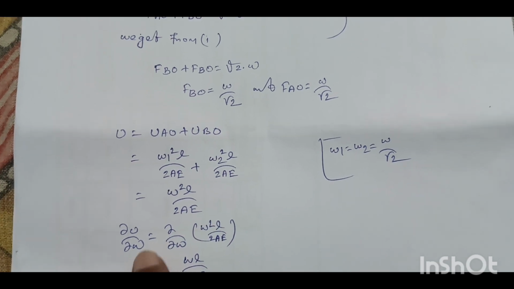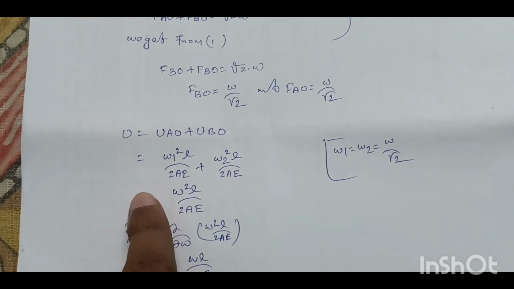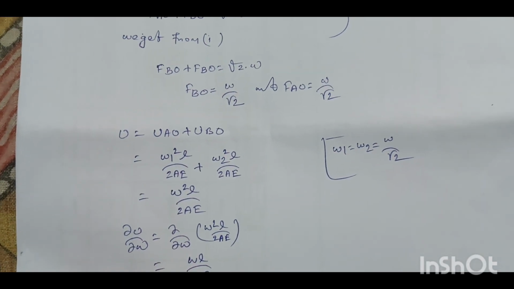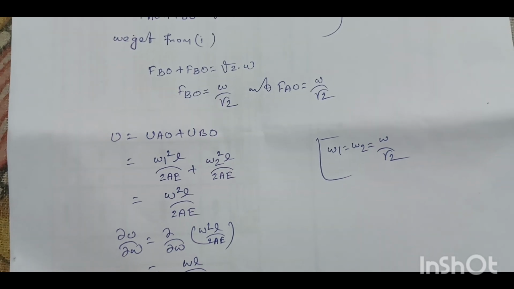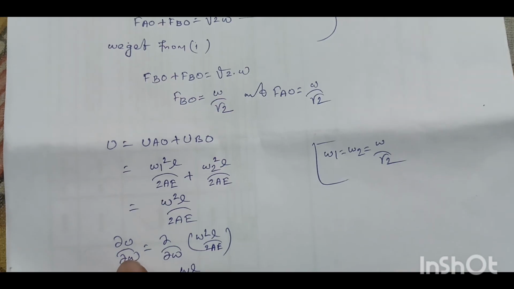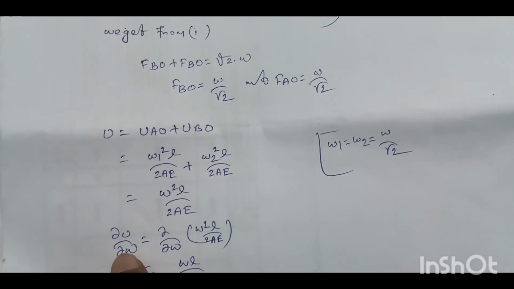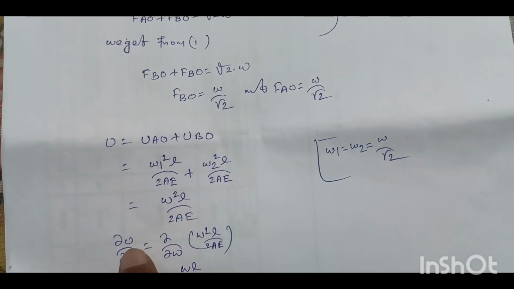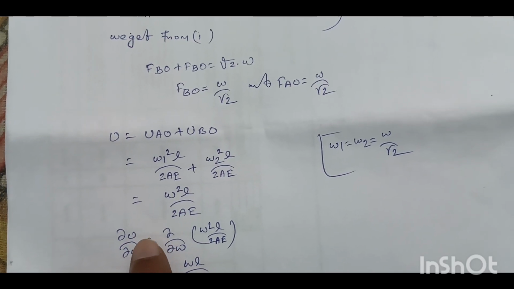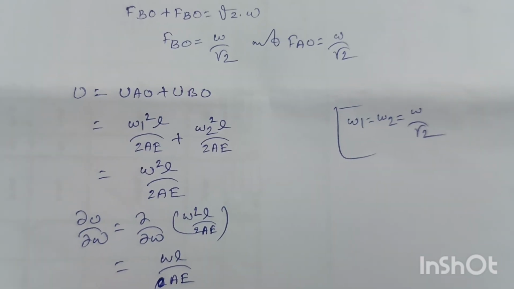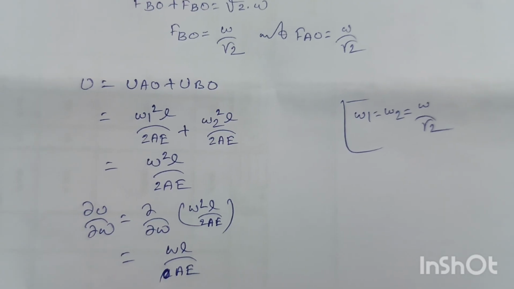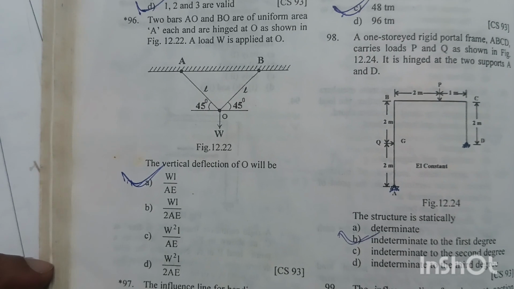Now if we differentiate this strain energy with respect to the downward load W, then we will get the vertical deflection at point O, because the strain energy is stored at the point O by the two bars. And this is Castigliano's second theorem. If we differentiate the strain energy with respect to W, we will get the vertical deflection at point O, and if we do that we will get the vertical deflection value at O equal to WL by AE. Option A is the right answer.